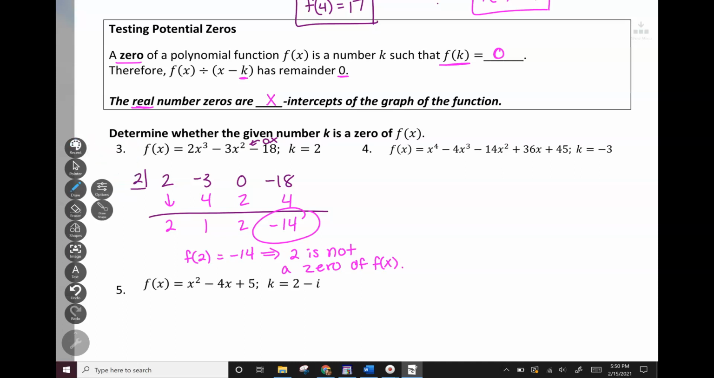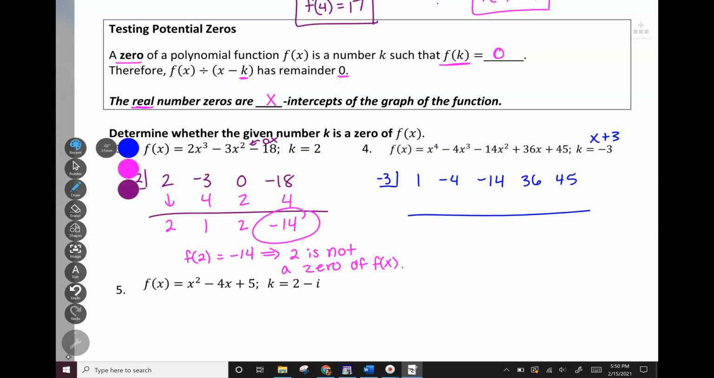Okay, let's try number 4. So this time you're dividing by x plus 3. So our -3 goes in the box. We list out our coefficients. Make sure you're not missing any terms. Not on this one. Okay. Try completing this synthetic division process on your own to see if you've got the hang of it.